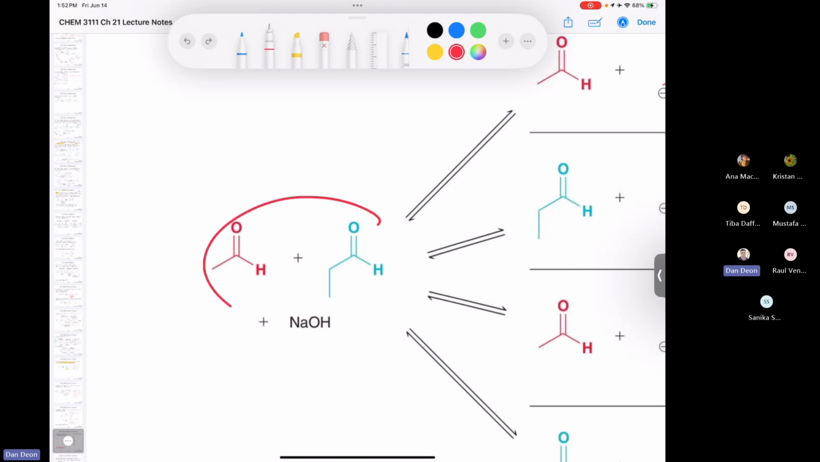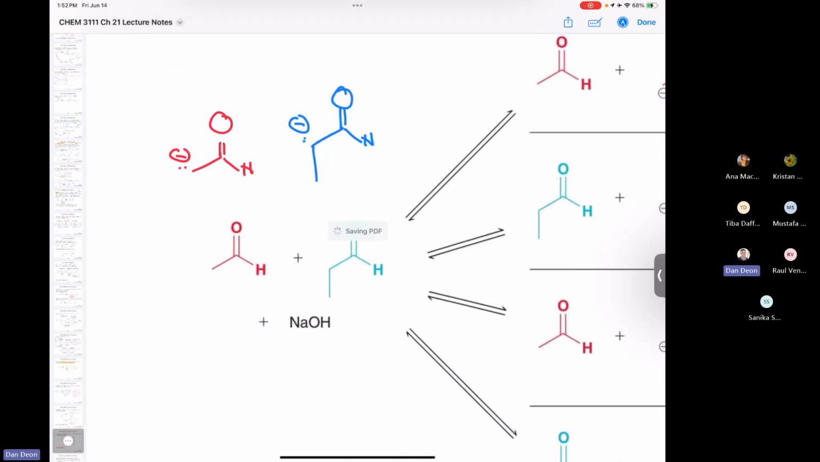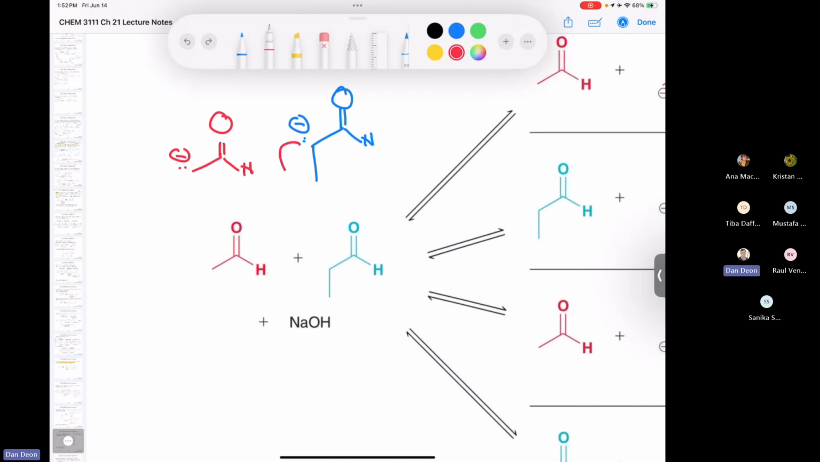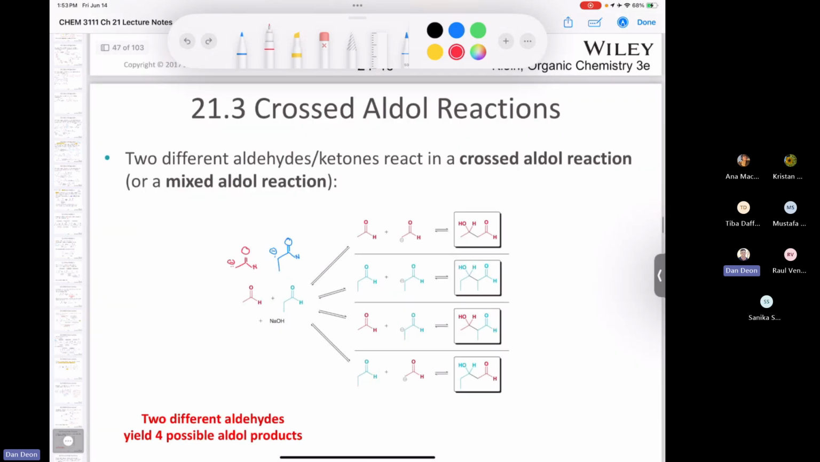You've got both of these compounds neutral, but you also have their enolates. So that means you'd have this enolate and you'd also have this enolate. So that means that this compound can react with the same compound. This compound can react with this one. This enolate can react with itself, and this enolate here, right? So we end up with 4 different scenarios and 4 different products.